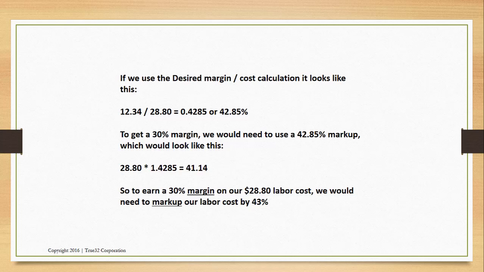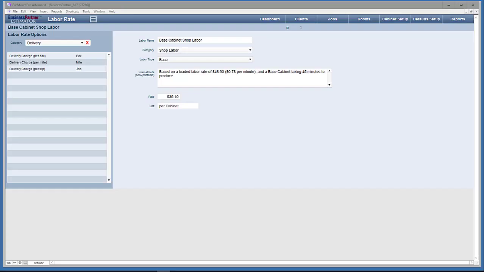So to earn a 30% margin on our $28.80 labor cost, we would need to mark up our labor cost by 43%, rounding up there obviously. Now all of these numbers are just made up numbers. These are not numbers that are meant to provide any value to you. The math is what I wanted you to see, and I think that that pretty much covers the math in this particular tutorial.